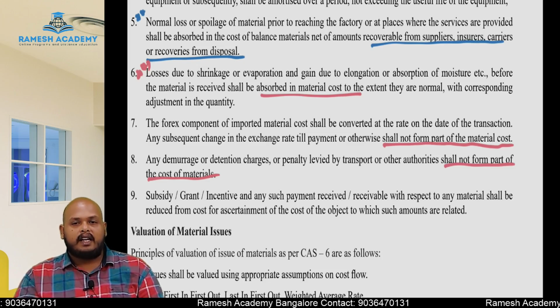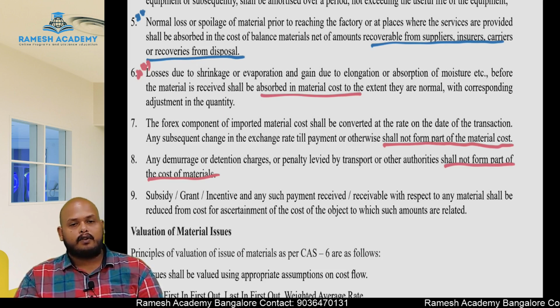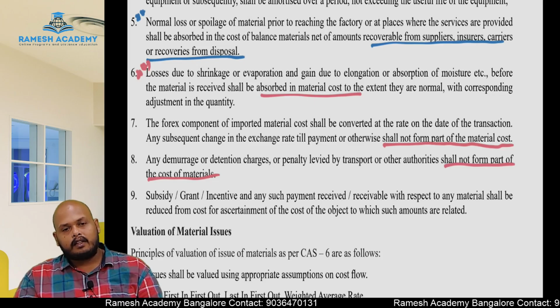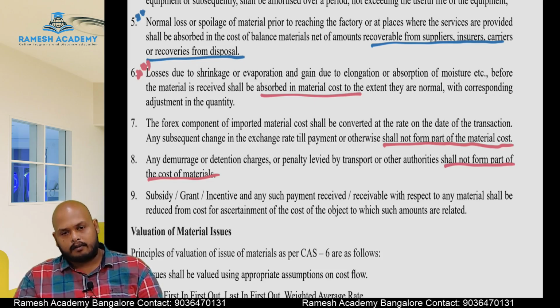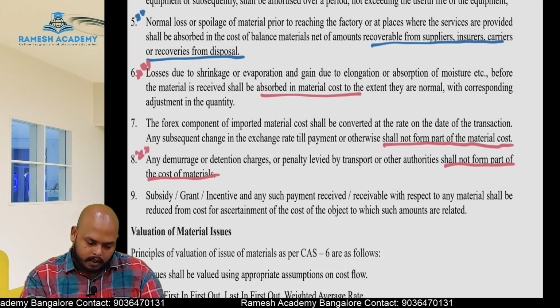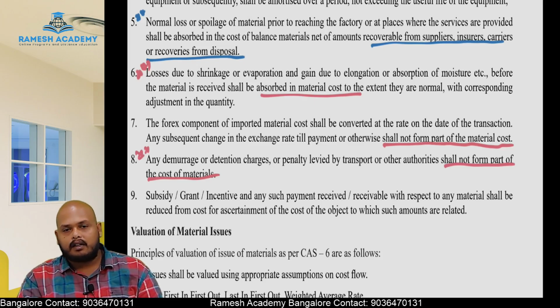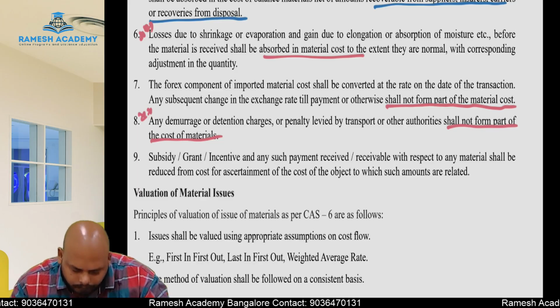Penalty levied is generally for violation of rules and regulations. If you are violating the rules and regulations, they will levy a penalty for that violation. If any penalty is levied, that penalty also shall not form part of the cost of the material. So this is also important. Subsidy or grant received, that also we have to deduct from the purchase invoice. Okay?